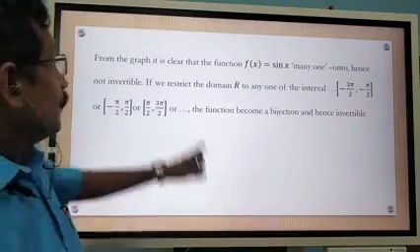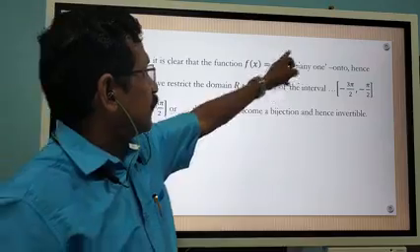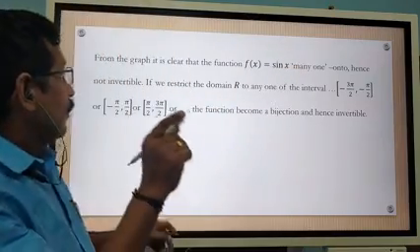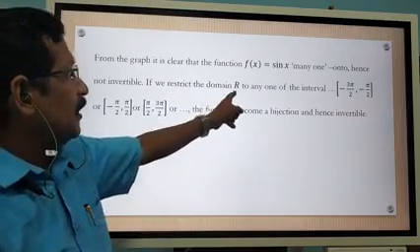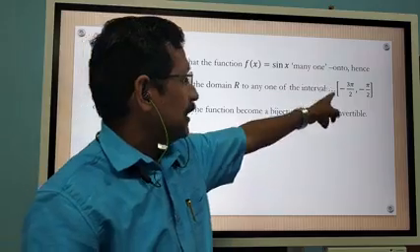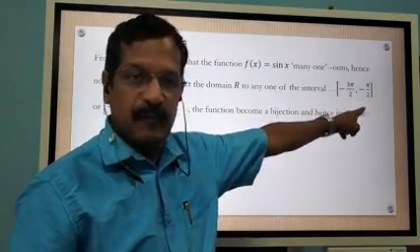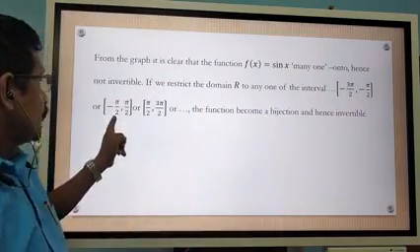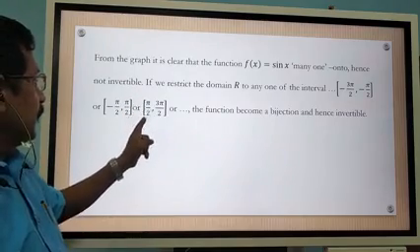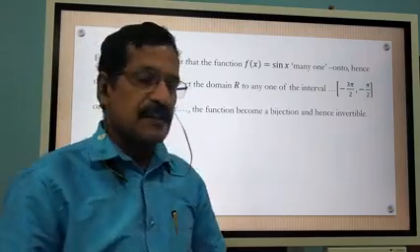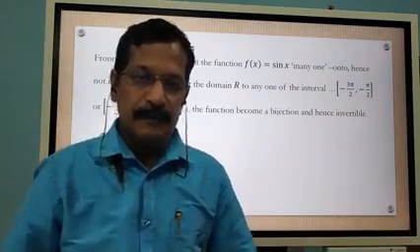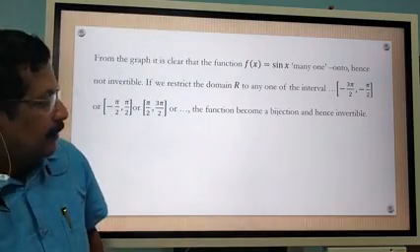That is, from the graph it is clear that f of x is equal to sin x is many-one on R, hence not invertible. If we restrict the domain R to any one of the intervals minus 3 pi by 2 to minus pi by 2, or minus pi by 2 to pi by 2, or pi by 2 to 3 pi by 2, etc., the function becomes a bijection, hence invertible. Is it clear?